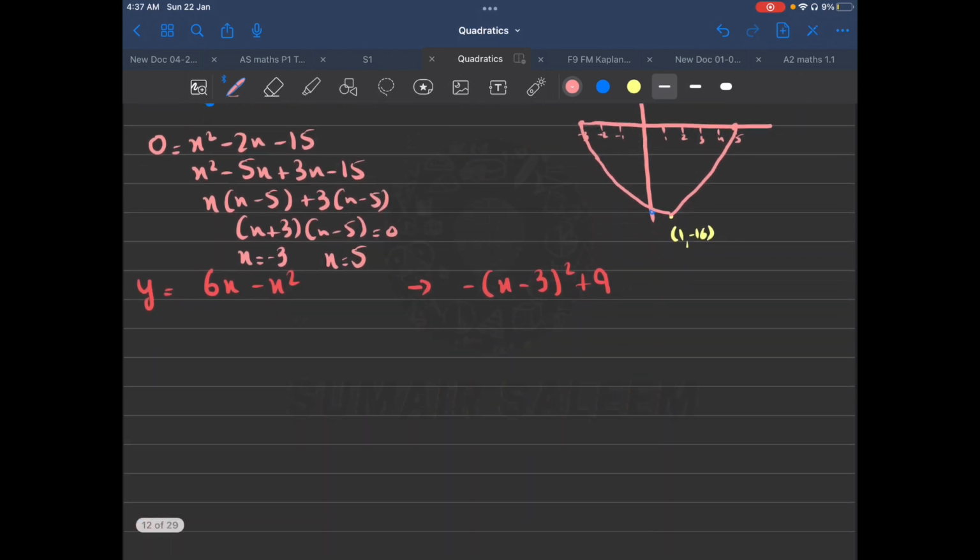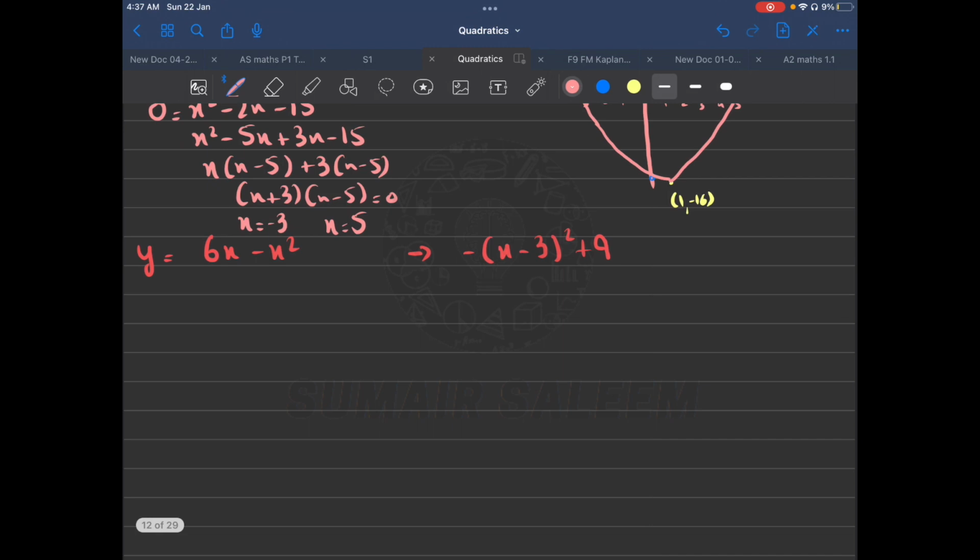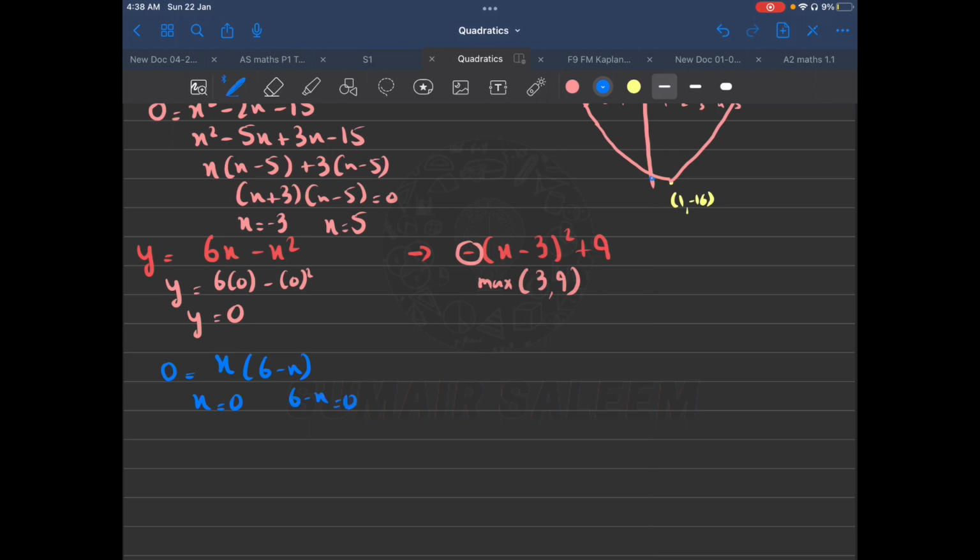Now let's do one more example with a maximum curve. So my turning point here is 3 comma 9 and since there is a minus, that means maximum. Now how will I get the y-intercept? Let's plug in x as 0. So if I plug in x as 0, y is what? 0. Now let's plug in y as 0 and get the x-intercept. Take x common, 6 minus x. One x is 0 and the other one is 6.